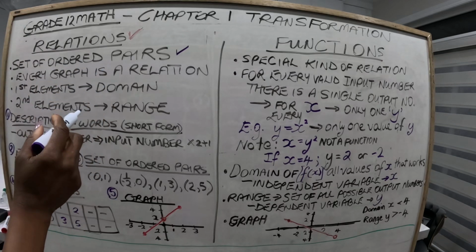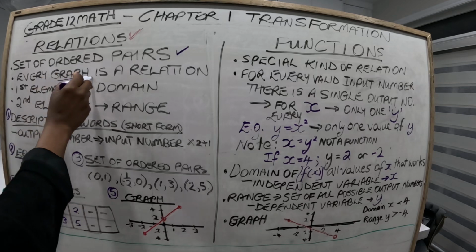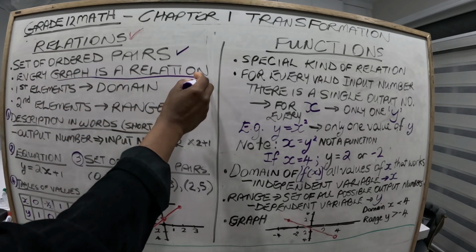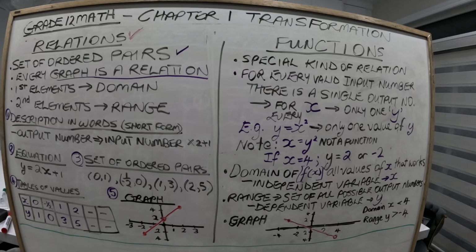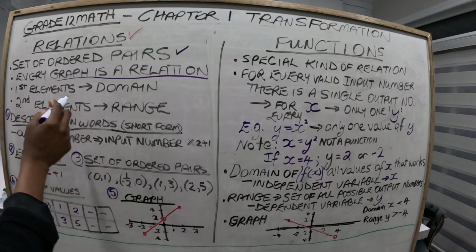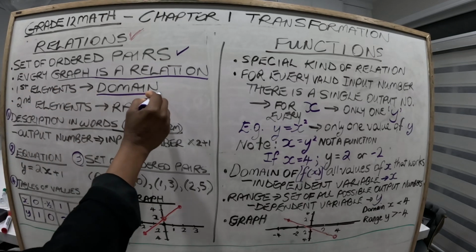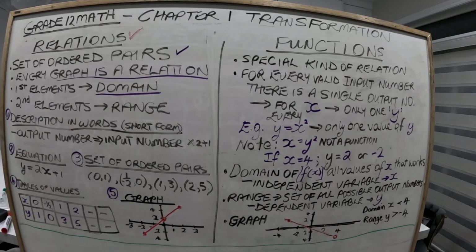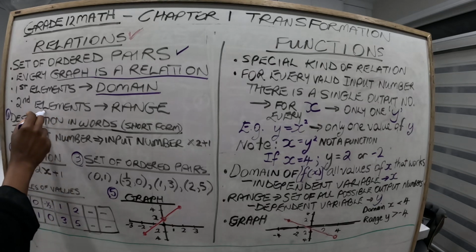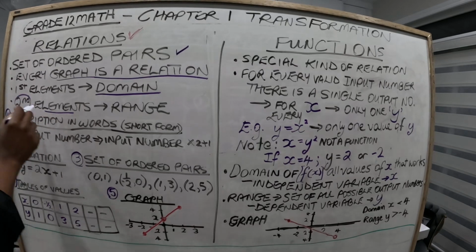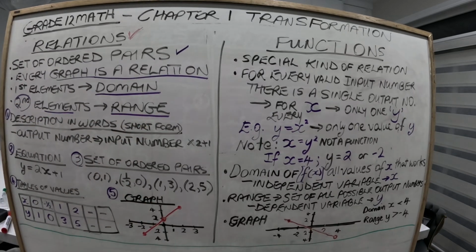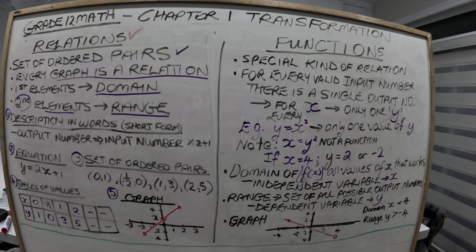The second part of the definition is that every graph is a relation. Okay, so bear that in mind. The first element of the ordered pairs is called the domain. The second elements are called the range. Okay, so we'll get into that after.